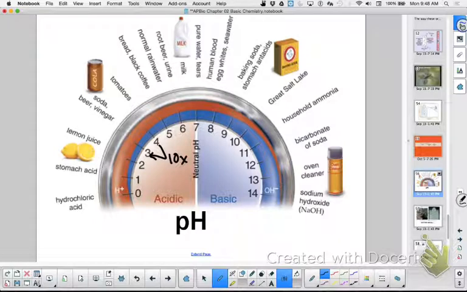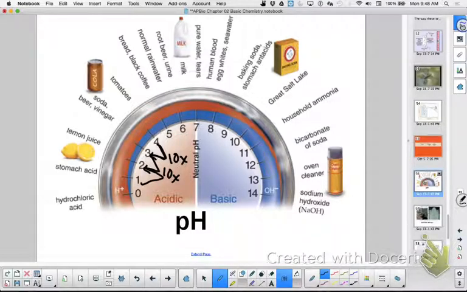And so if you go from 4 all the way down to 2, it's 10 times and 10 times, so it's a difference of 100. And if you went 4 all the way down to 1, it would be 1,000. Okay, so because of that.